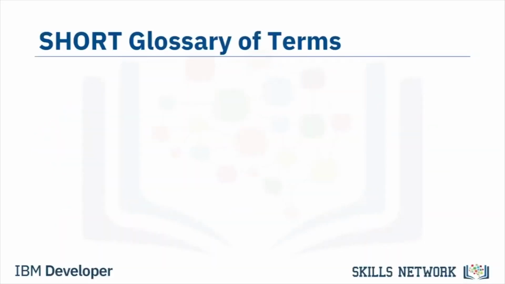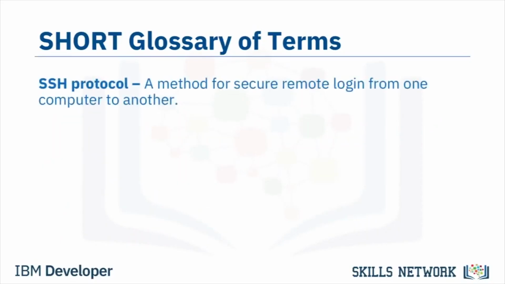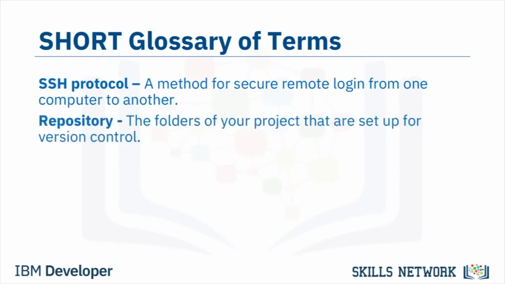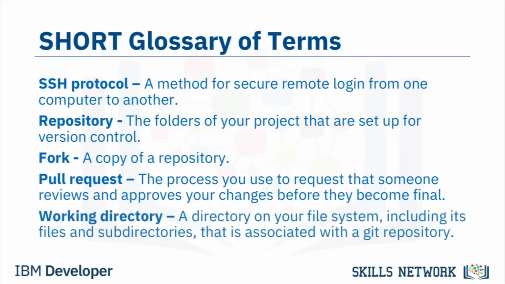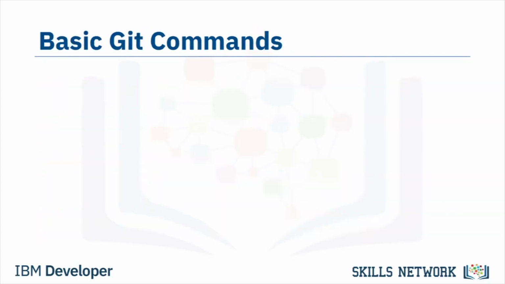There are a few basic terms that you will need to know before you can get started. The SSH protocol is a method for secure remote login from one computer to another. A repository contains your project folders that are set up for version control. A fork is a copy of a repository. A pull request is the way you request that someone reviews and approves your changes before they become final. A working directory contains the files and subdirectories on your computer that are associated with a Git repository.